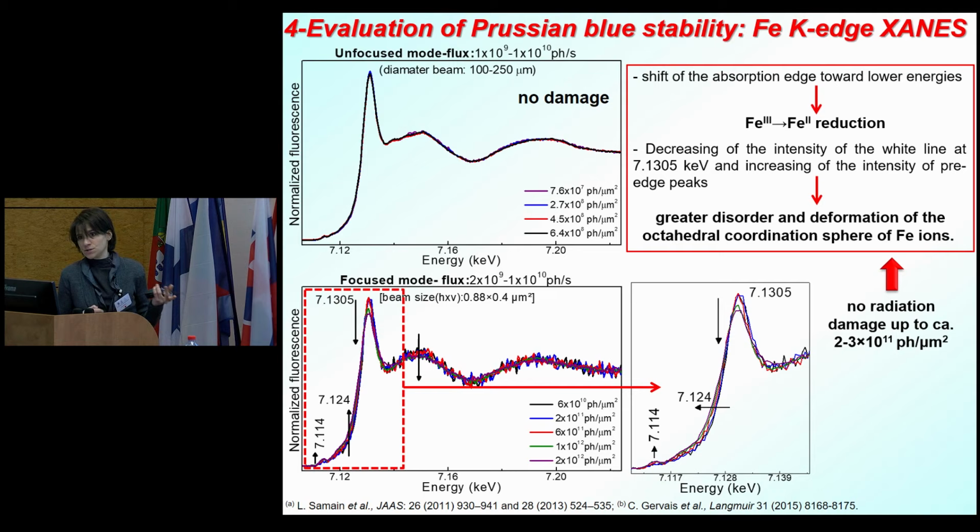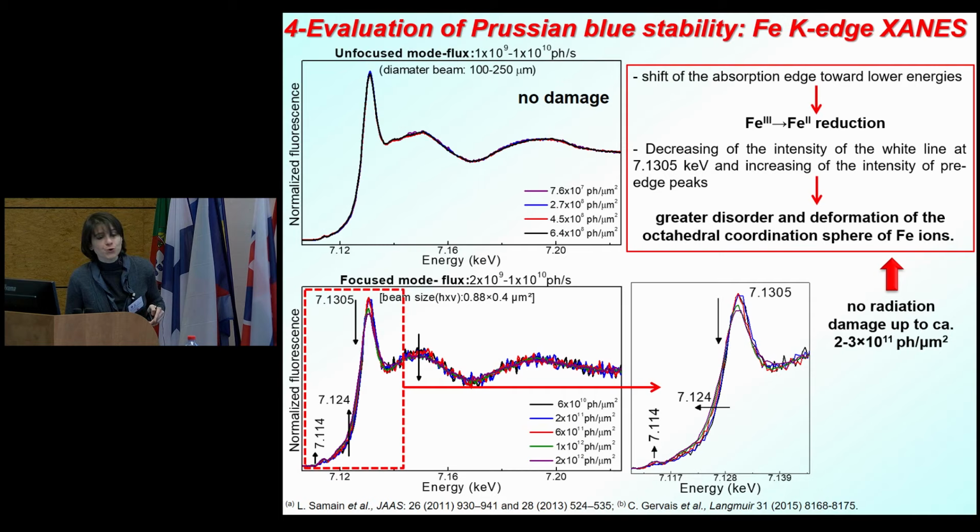show clear changes. The shift of the absorption edge has been reported to be ascribed to a reduction of the original iron 3 to iron 2. In addition, we can clearly see a decrease of the white line along with an increase of the pre-edge peak, attributable to an increase of the disorder and the distortion of the octahedral coordination sphere of the iron ions. So this experiment allowed us to define a radiation damage threshold.